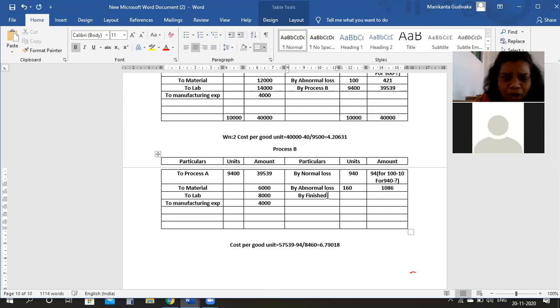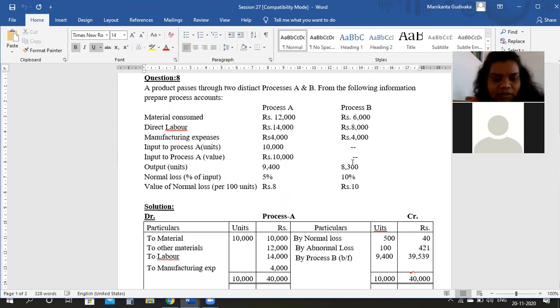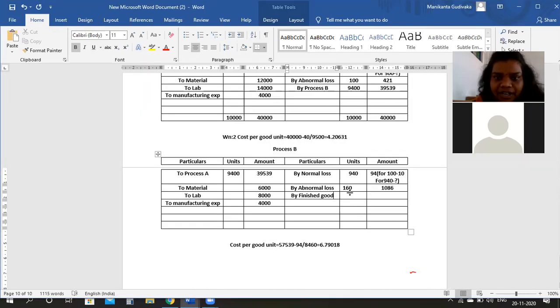Yes or no? Because this is the last process. So finished good, what is the output, ma? 8,300. So please take 8,300. Shivani, please multiply, ma. 8,300 into 6.79018. 56,358.494. Okay, 0.49. So I am taking 56,358, right?